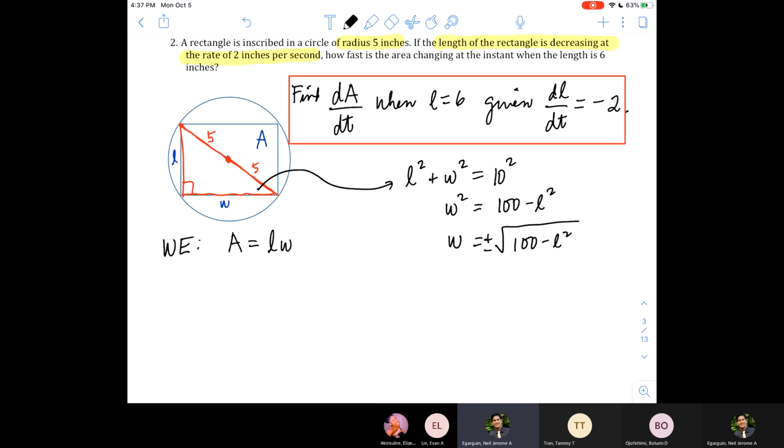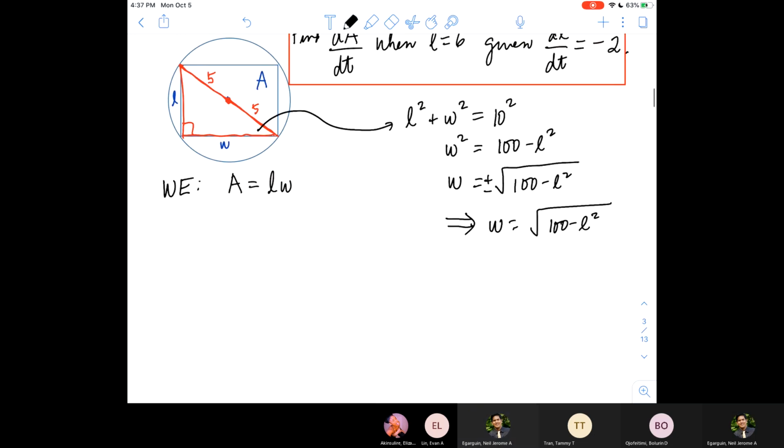But supposedly we have plus or minus over here. But what is W? W is the measure of the width. And we assume that the measure of any real life object would be a positive value. So we just take W to be the positive square root.